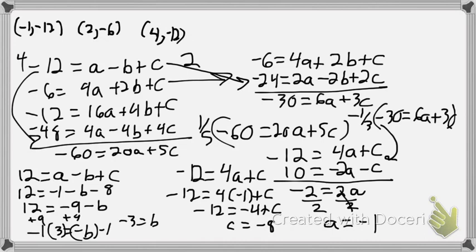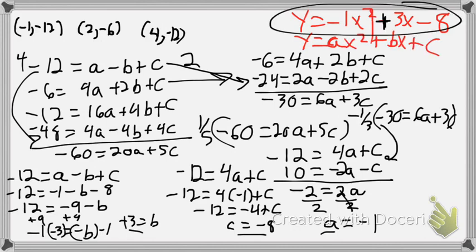So now we can write our equation: y equals a, negative 1 times x squared, negative x squared. B, negative 3, so we're going to go minus 3x. Plus c, negative 8, so minus 8. And that's our quadratic equation. Now you can do it either way. If you wanted just to have it as y equals negative x squared, that's fine too.